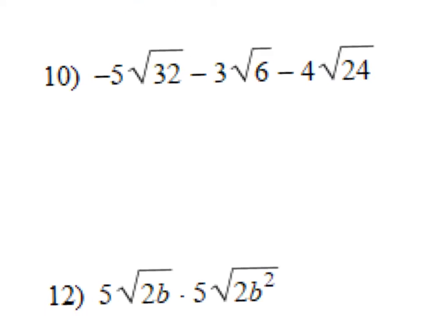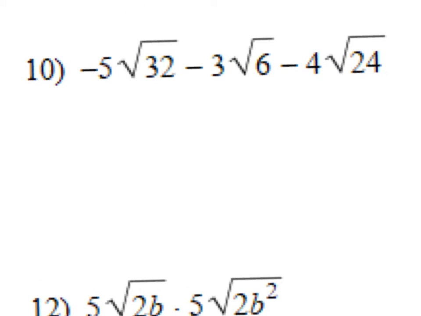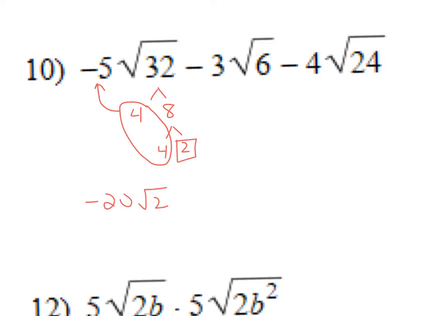Okay. Next guy here, so 32, we can break down to like 4 and 8. And then the 8, I can break this to 4 times 2. Now, if I want to break down the 4s, you can keep going, but you can also just pair them up and move them out right away and get negative 20 root 2 left because there's 2 left over there.